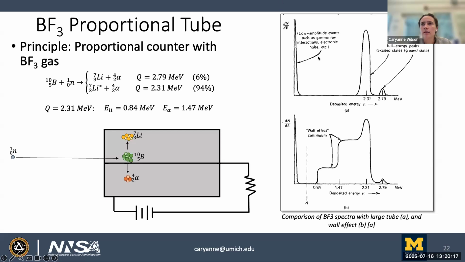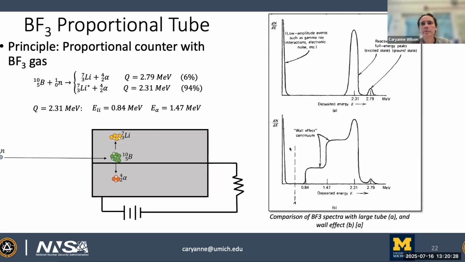And then you also see these low amplitude events. This is from gamma rays when they scatter off electrons. But in gas, electrons usually have a very large range, so they can be easily discriminated.